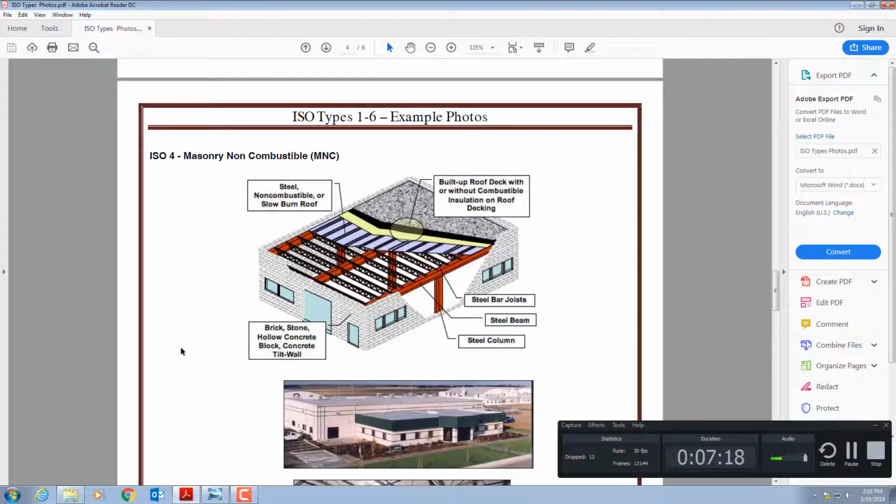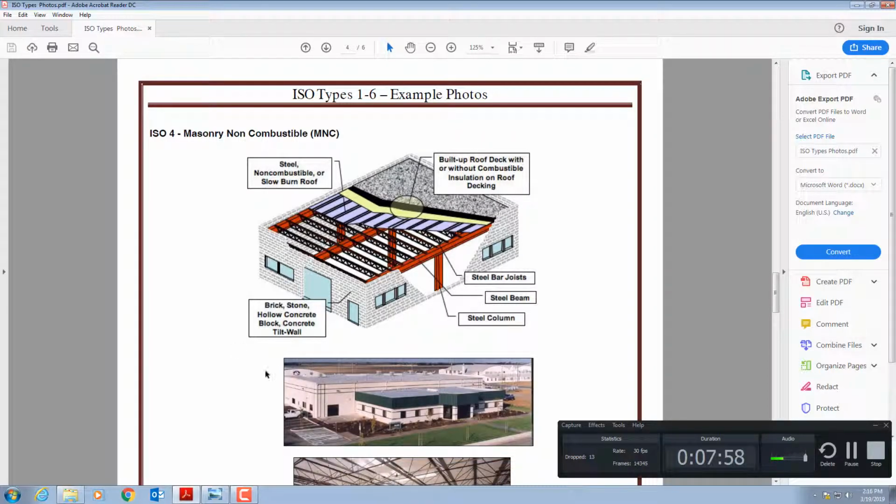Then the last ISO construction type is the masonry non-combustible construction type. This is going to get your lowest fire rate, and this one is a building that is completely built with non-combustible elements. So you're going to have a masonry exterior wall and a masonry roof. It could either be a concrete built roof, it could be a steel built roof. There's a few different ways it can go. In a moment, I'm going to go through a few pictures and show you some of the things you look for on these.